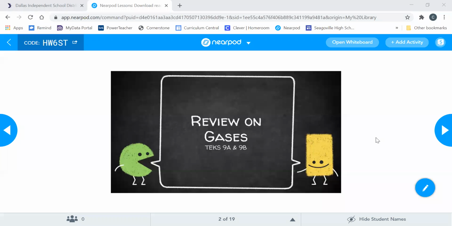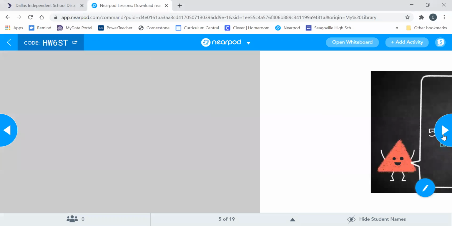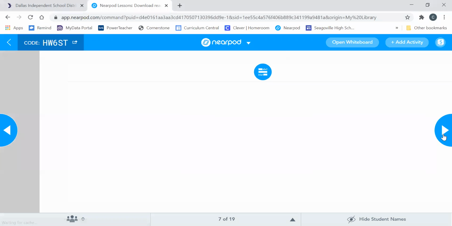Okay, guys, this is a review of gases for the people that weren't in class and for B day, just in case, because we didn't go over everything that we were supposed to do. So for this slide, all you guys need to know is that gases are constantly moving. You guys do need to know these 5 rules.